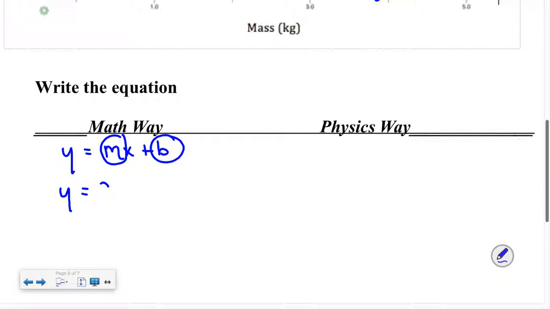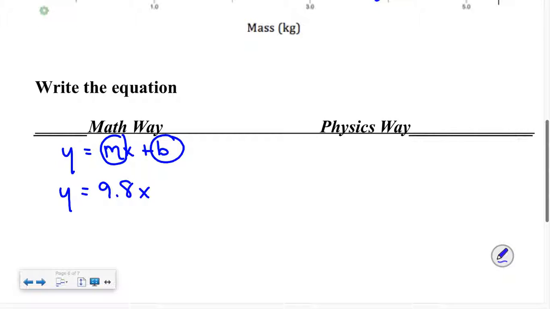So if you were in math class, you would write the above equation like this. You would fill in the slope, which is 9.8, bring down the x, and of course our y-intercept is 0, because if you have no mass, you'll have no force of gravity. Now, you don't necessarily have to write that piece. You can just leave it as y equals 9.8x.